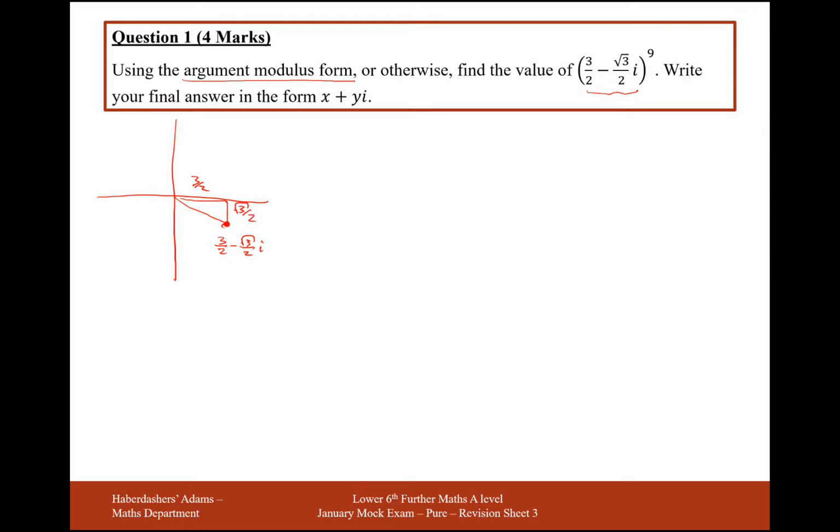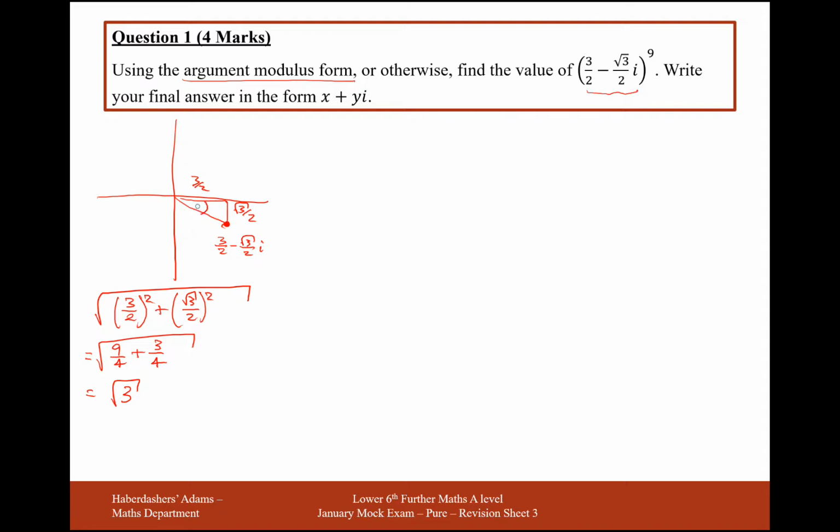Now the reason I've drawn a triangle in here is to work out the modulus. It's the distance from the centre to the complex number. And I've made a nice little right angled triangle here so that I can use Pythagoras' theorem to work out this distance. So it's 3 over 2 squared, add root 3 over 2 squared. So that's going to be root of 9 over 4 add 3 over 4, so this is going to be 12 over 4. 12 over 4 is 3, so it's just root 3. So that's the modulus for this complex number.